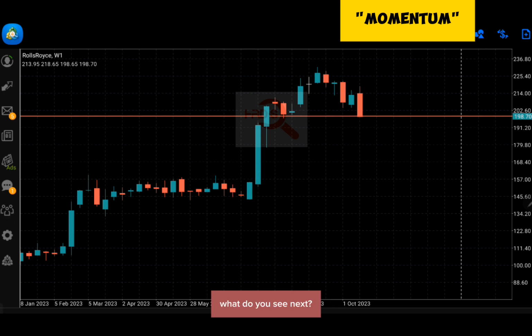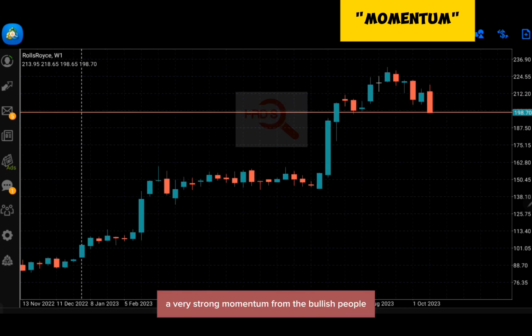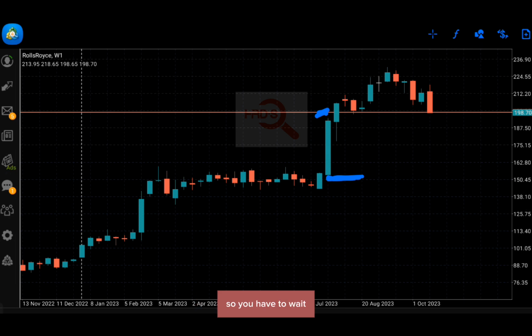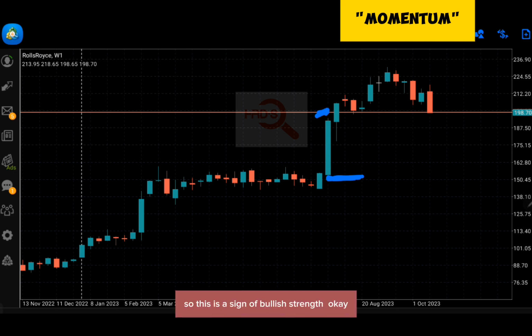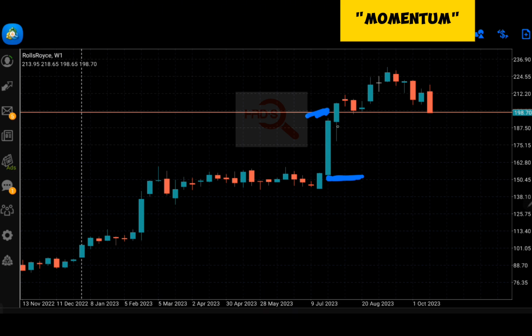What do you see next? A very strong momentum from the bullish people. You can't be suggesting a crash in this stock at this point. Look at the strength of buyers. So you have to wait, or you have to do what the winners are doing. So this is a sign of bullish strength. Okay, bullish strength. All right.